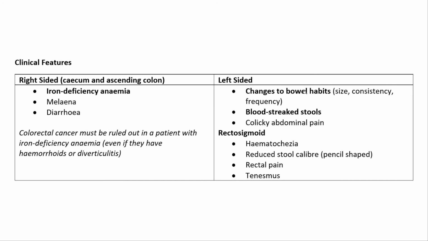So left-sided cancers bleed, and you can really frankly see the blood. With right-sided cancers, you can't really tell it's happening so well. You'll just have anemia, feel a bit unwell, maybe have some vague abdominal symptoms.